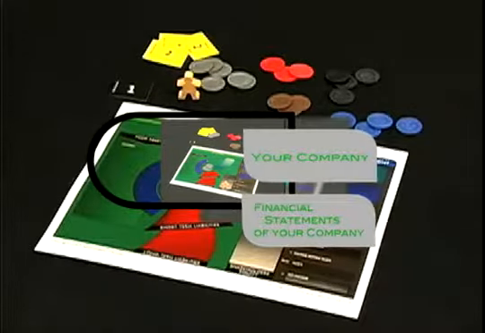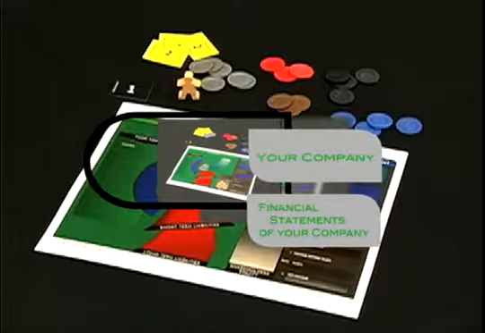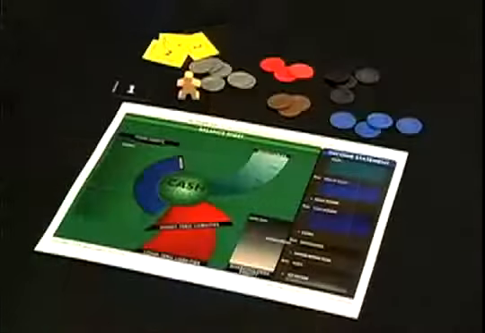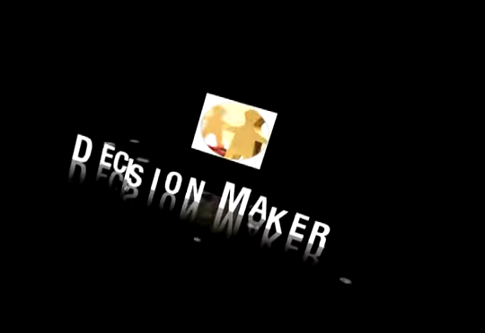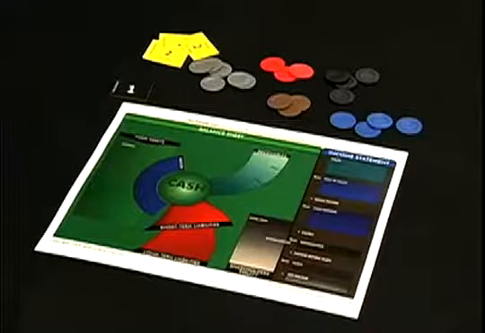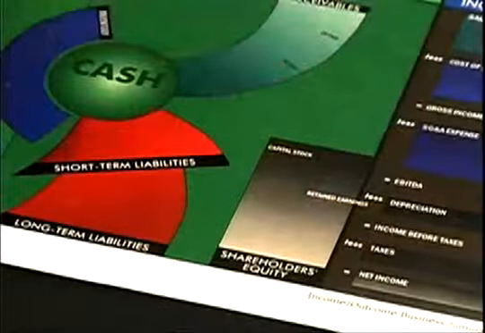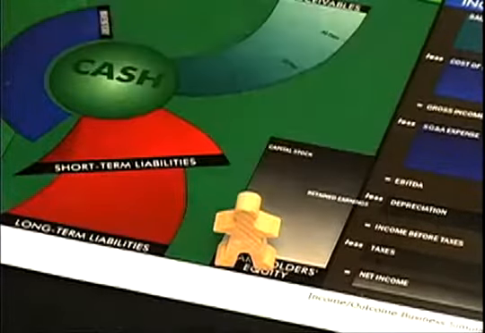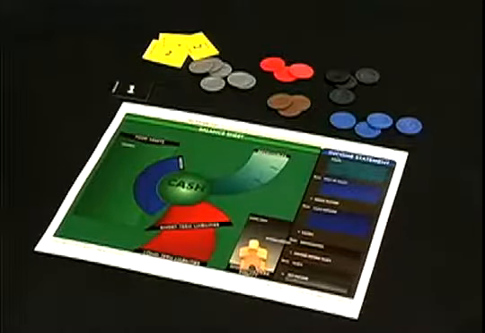The game board represents both a company and the financial statements of the company. The balance sheet is on the left, the income statement is on the right. This is going to be your business. You're the owner, the operator, and the decision maker. In business, it helps if you have business acumen. Since you're also the shareholder, we are going to put a wooden Acumen in the shareholders' equity area.